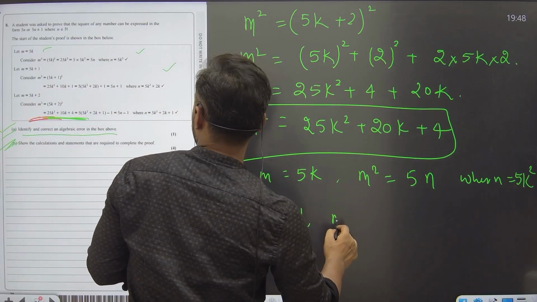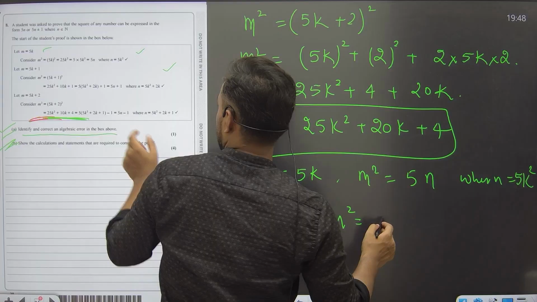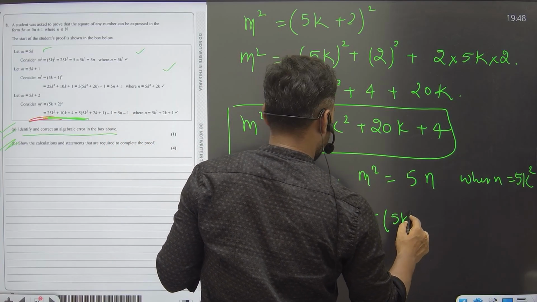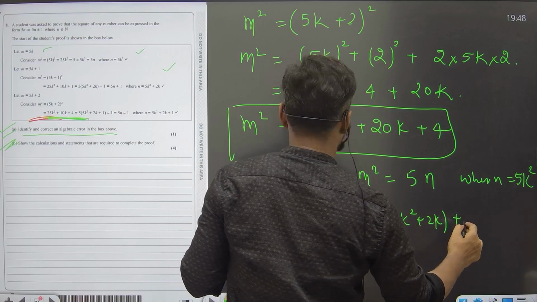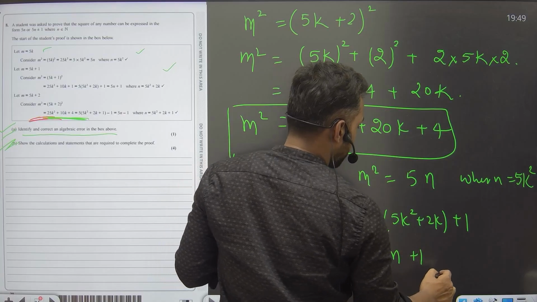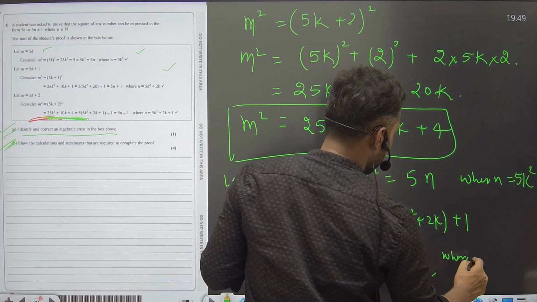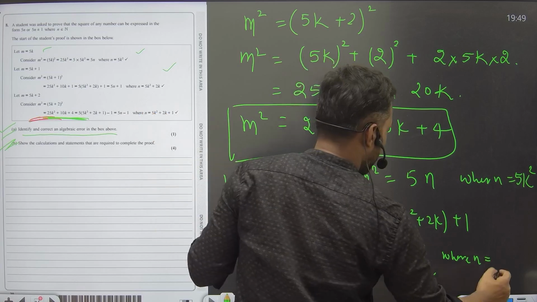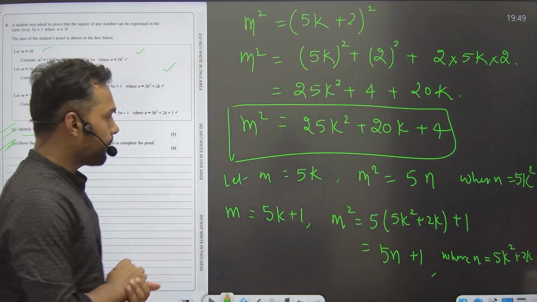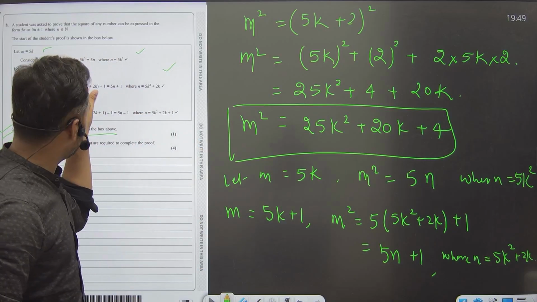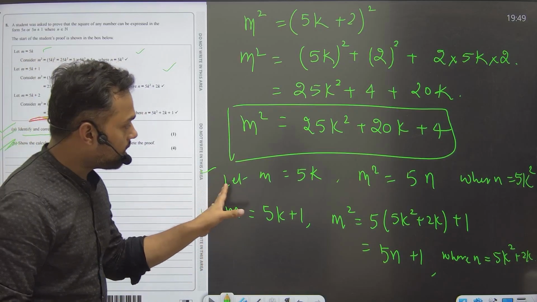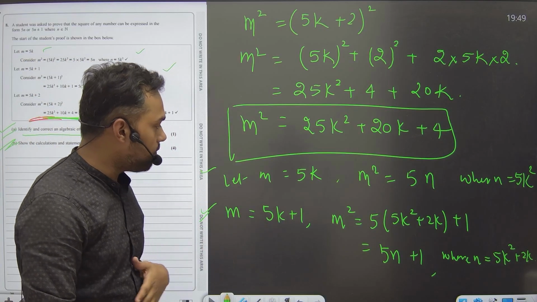So the student was getting m square equals 5 times (5k square plus 2k) plus 1, which is correct, and it is written in the format of 5n plus 1, where n is 5k square plus 2k. Now, the student who has done this question has written the statements correctly for m equals 5k and m equals 5k plus 1.